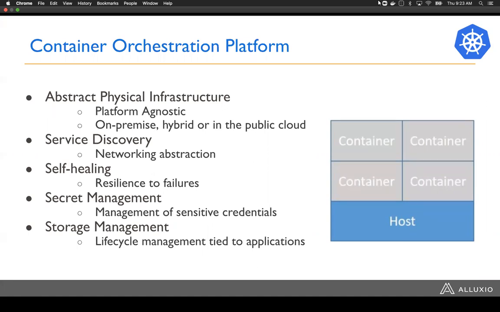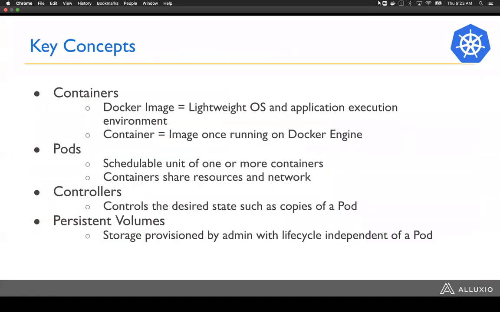So Kubernetes also has different options for storage management, such as persistent volumes, so this is also something that we use to store the Alluxio journal in Kubernetes. Okay, so all these terms should look familiar. Containers are basically a Docker image with a lightweight operating system and the application executor environment. Once a container is in a running state, we call it a container.